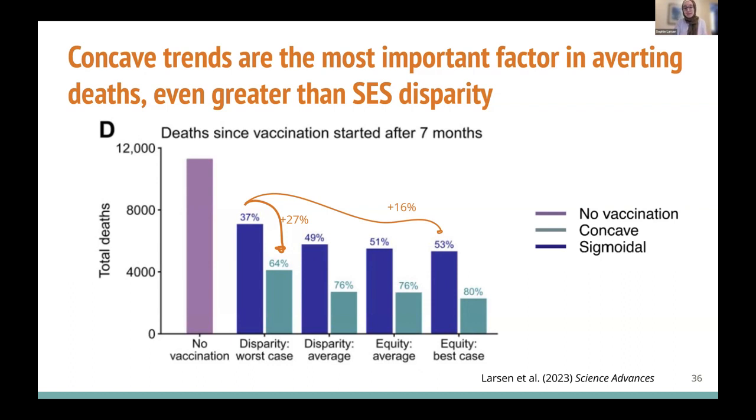But if I stay in the worst case disparity scenario, and I simply move from sigmoidal to concave, I can avert an additional 27% of deaths. So we were really surprised by this because I at least expected going into this that averting the SES disparity was going to be the most important factor, but no, it seemed to be the shape.